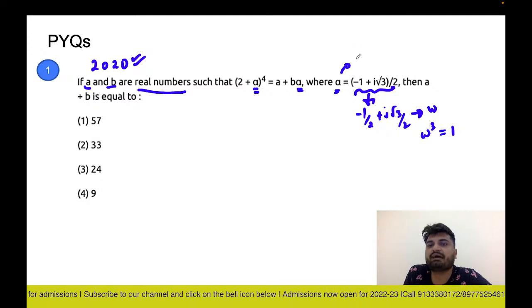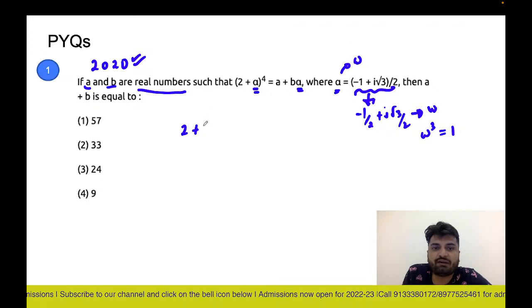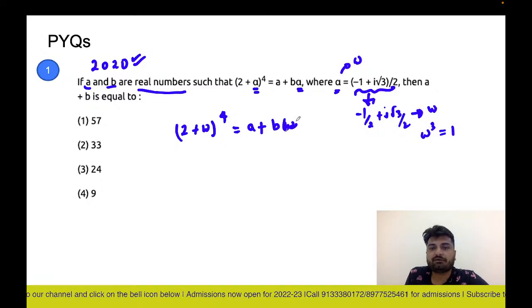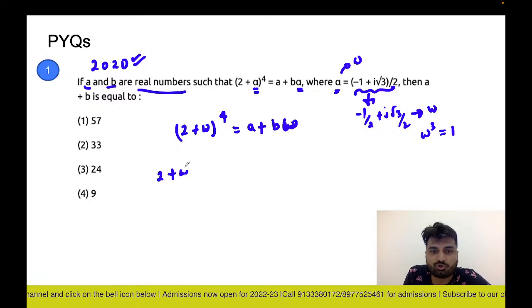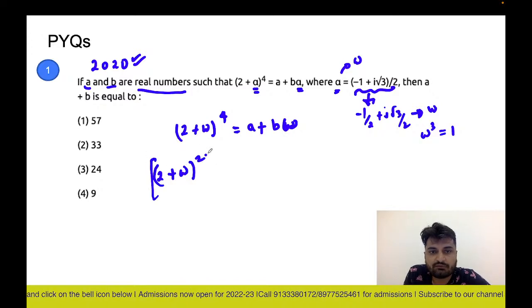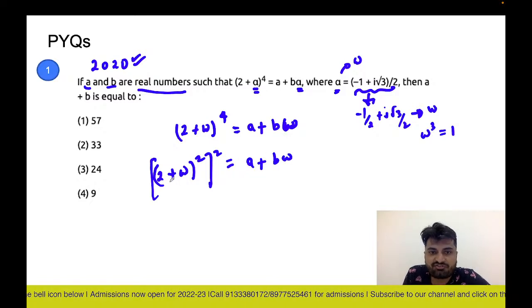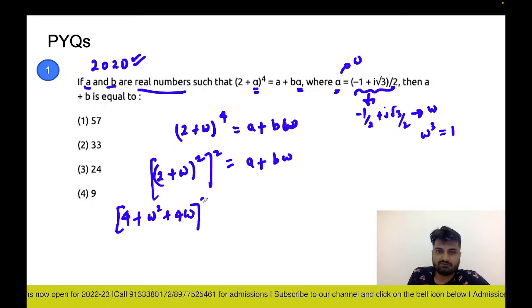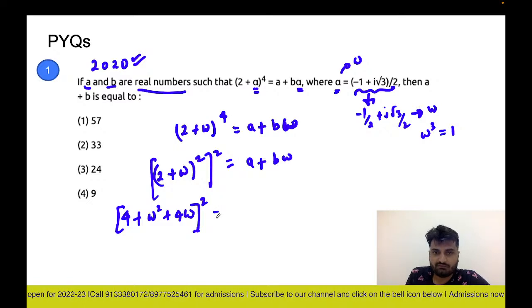This is indirectly omega. So basically you need to find out (2 plus omega) whole power 4 that is equal to A plus B omega. This is what you need to take. Now how do you do power 4? You have to do (2 plus omega) whole square, whole square, equal to A plus B omega. So how do you simplify this? A plus B whole square formula, A square plus B square plus 2AB: 4 plus omega square plus 4 omega, whole square again, that is equal to A plus B omega.